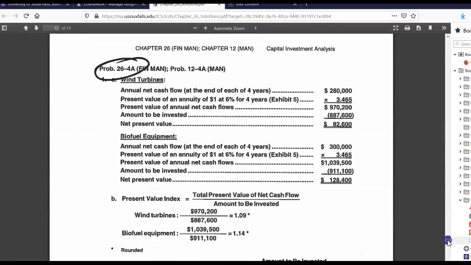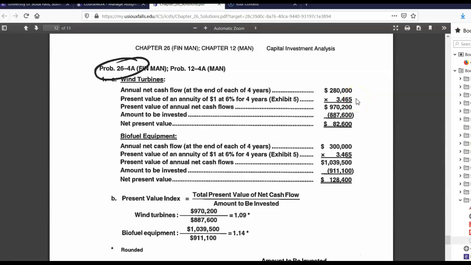All right, then problem 4A. 4A combines both, and this is a very good problem to look at because it looks at the two calculations of the present value of a dollar. It considers the time value of money. The first one is wind turbines, and then this biofuel equipment. Again, you love it when you see the same cash flows every year, because then you can just do it one time. 280 for this one, times that factor.